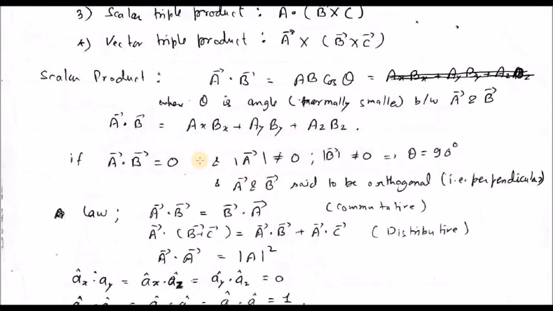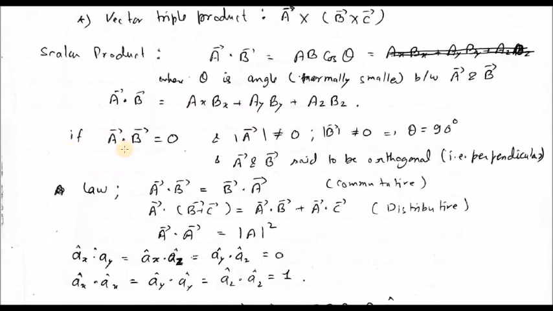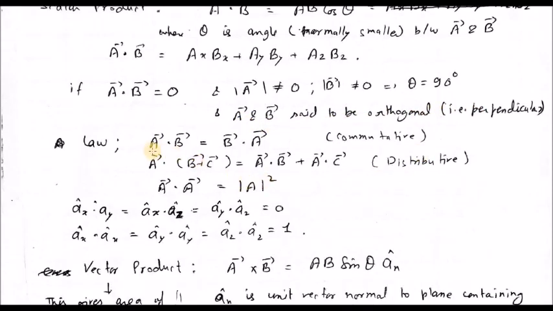And if this A dot B is 0, then what does it mean? If A dot B is 0, that means the angle between these two vectors must be 90 degrees if neither A nor B is a null vector. That is, if mod A is not 0 and mod B is not 0, that means theta is 90 degrees because cos theta is 0 for 90 degrees. And in this case A and B are said to be orthogonal or perpendicular vectors.